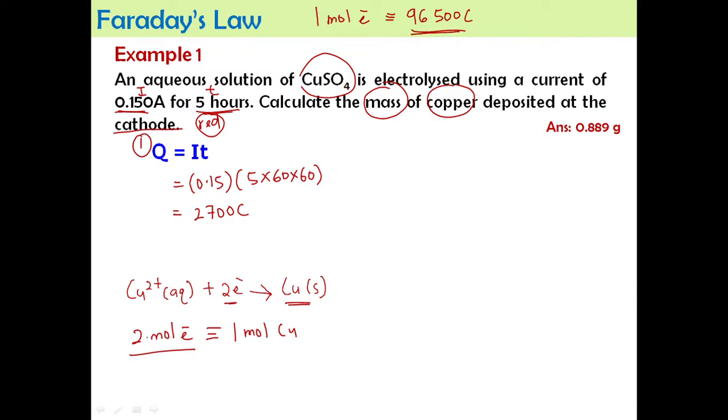Tapi awak ada berapa elektron dekat sini? Ada 2. Jadi berapa C? Means 96,500 coulomb kena darab dengan 2 sebab 2 mol. So kalau kita supply this much of Q, baru dapat 1 mol of copper. Tapi in this reaction we supply this much of coulombs only. Kalau kita supply 2,700 C, berapa mol copper?